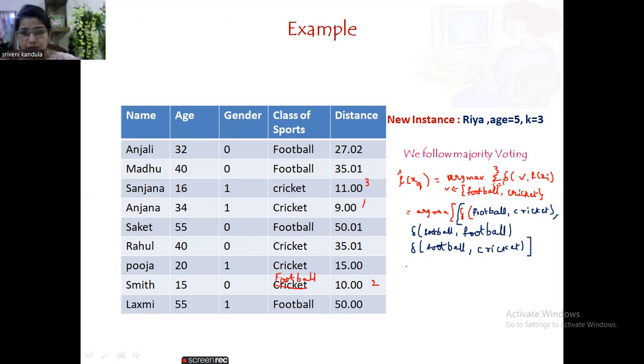Let's do the same for the other V as well, and let's take the maximum of these two. So the next V that we are taking is cricket. So it is cricket, comma, the first f of xi value with distance 1. It is cricket. Next, our V value now is cricket. This is not going to change. Only our target function is going to change. With the second distance, the target function value is football.